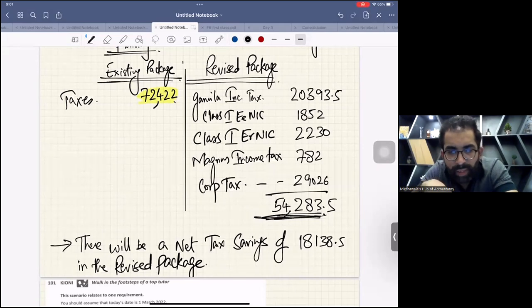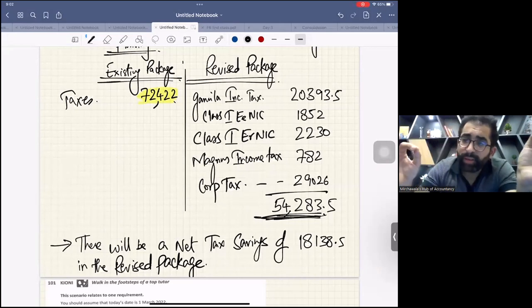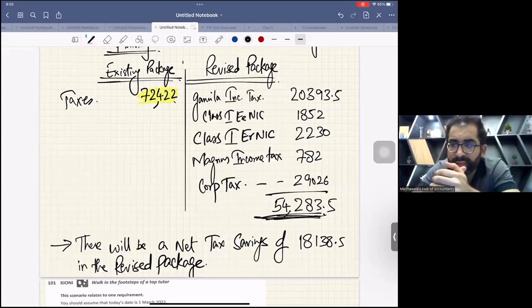Sir, why do you deduct class one employer NIC from corporation tax? Yes, because it's an allowed expense for the employer. Whatever the employer pays for an employee is an allowed expense. Very simple.